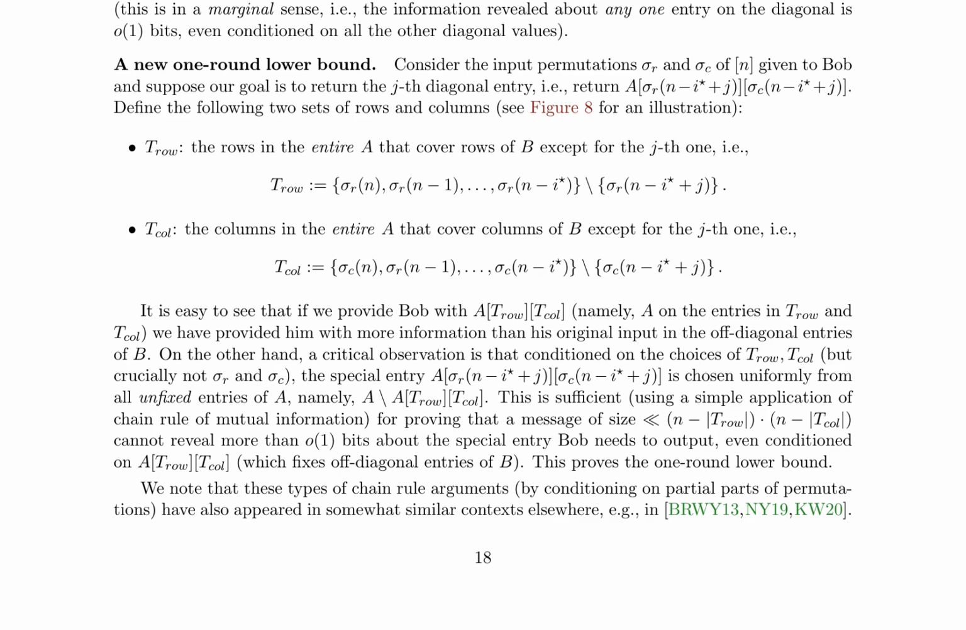The author's approach relies on information theoretic arguments, one-round lower bounds, and the chain rule of mutual information. Similar chain rule arguments have appeared in other contexts, such as BRWY13, NY19, KW20. The author's work provides a new proof that strengthens the understanding of the limitations of one-round communication protocols.